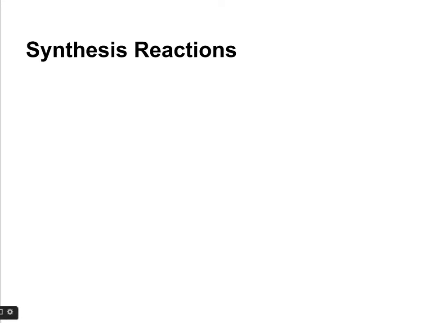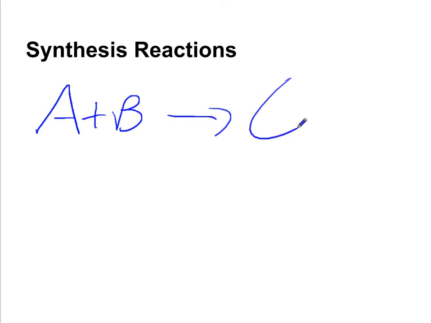We're just going to go through examples of the different basic types of reactions. And the first basic type is called a synthesis reaction. It's also called a combination reaction. It's just two or more reactants combining to make one product. So the general form would be A plus B yields C.